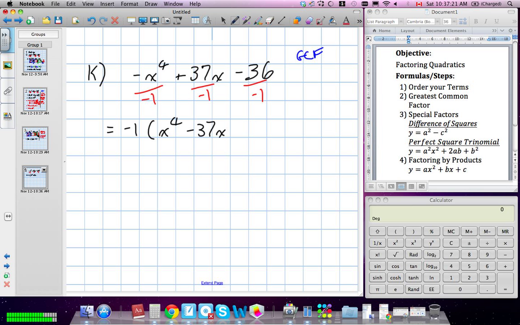You could do the midterm, but it won't work. We know that right away, right? When I square root this, I'm going to get 6 times 1 times 2. We're not getting 37. Right? And we know it's not a difference of squares either. It's not two terms, so that's not going to work.